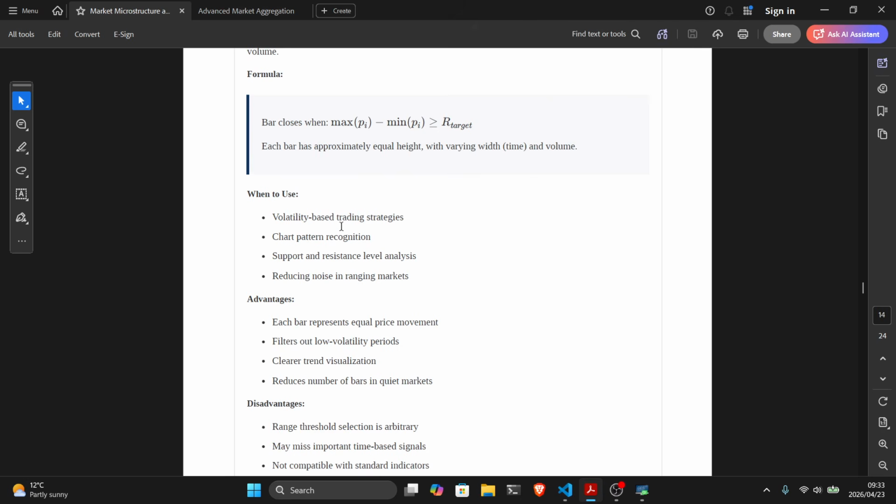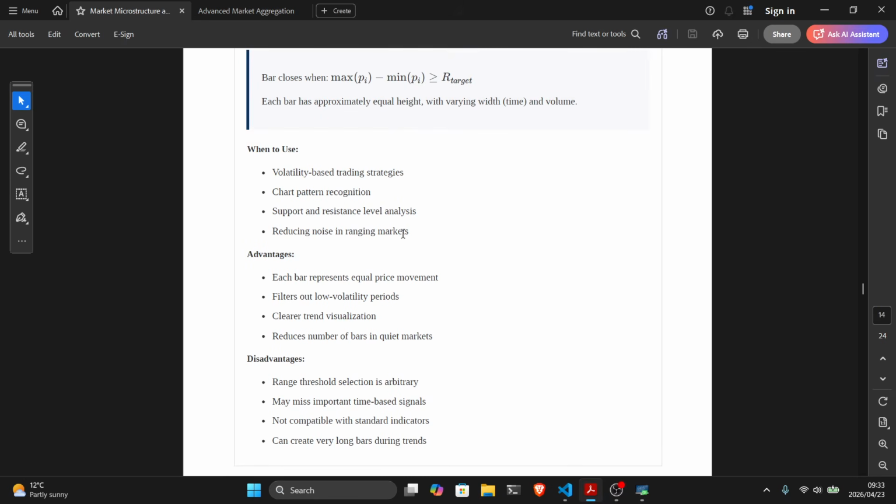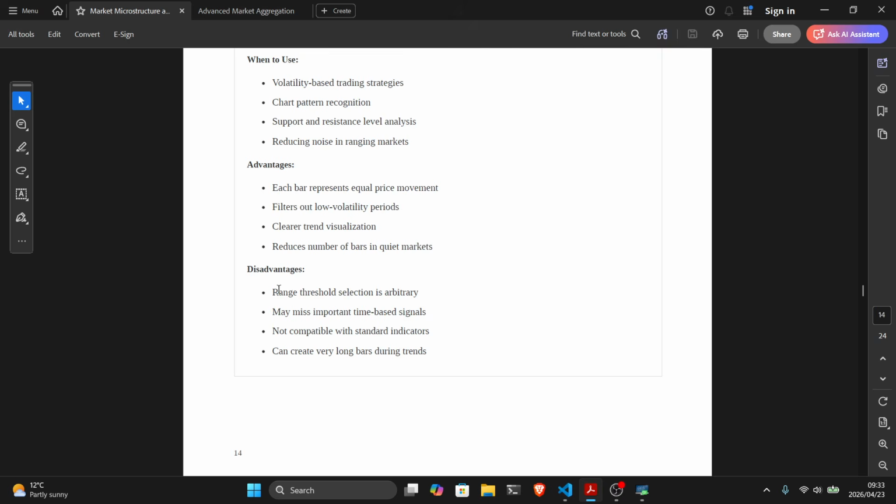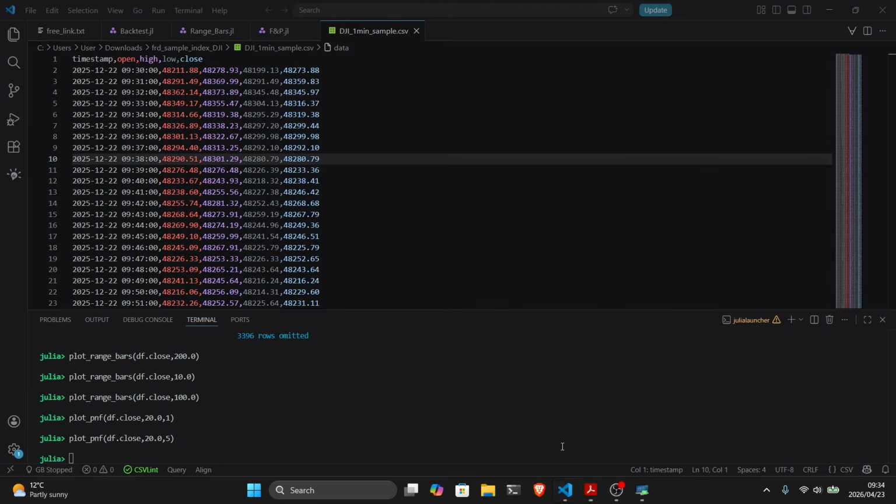When to use: volatility-based trading strategies, chart pattern recognition, support and resistance level analysis, reducing noise in ranging markets. Advantages: each bar represents equal price movement, filters out low volatility periods, clearer trend visualization, reduces the number of bars in quiet markets. The disadvantages: range threshold selection is arbitrary, may miss important time-based signals, not compatible with standard indicators, can create very long bars during trends. Now let's get into the code.